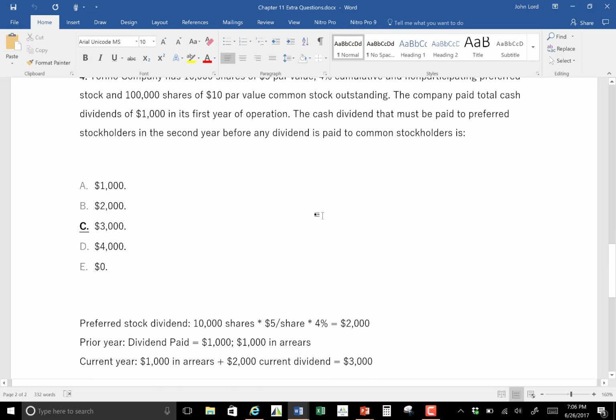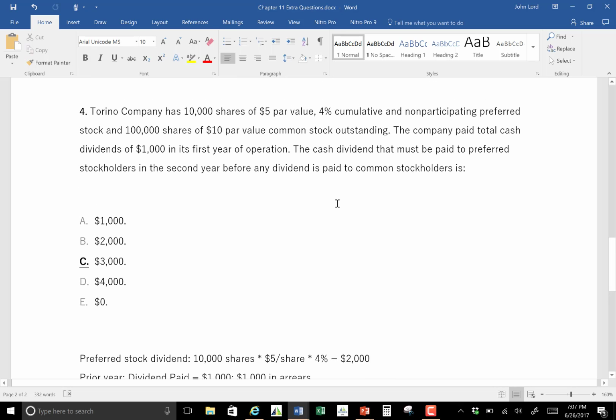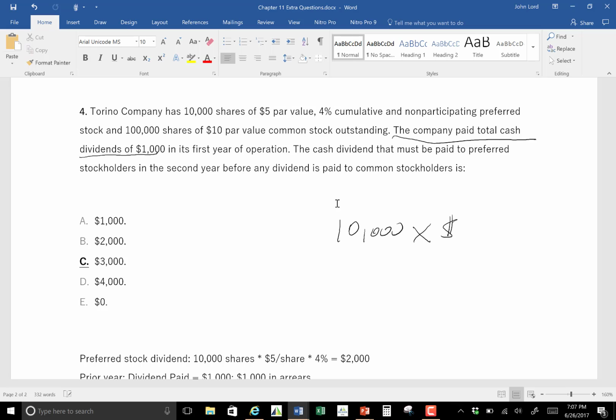Question? Just going to get one of arrears dividend is. The 1,000 is the amount that's in arrears here, because it was from the first year. The company paid a total cash dividend of 1,000, so they paid them the 1,000, but they get 2,000 a year, don't they? 10,000 shares times $5 times 0.04 gives you 2,000 per year, right? They paid them 1,000 in year one, right? So the amount that's in arrears is the amount that's left over from year one. That's that 1,000 that they didn't get in year one.